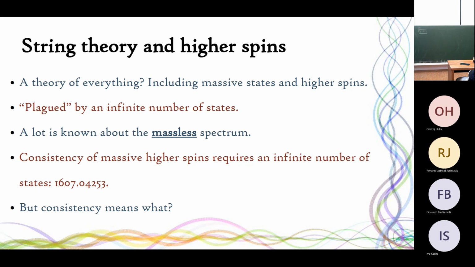Okay, I already mentioned something like this. So, string theory, people say it's a theory of everything, and that includes higher spins, higher masses, and whatever you want there. But in a way, it's plagued by this infinite number. And what we know a lot about in string theory is the massless spectrum. We know all these techniques to compute scattering amplitudes, double copy, and so on. They come basically from the massless spectrum of string theory. Okay? There is this KLT relation. I'll mention a bit about it later.